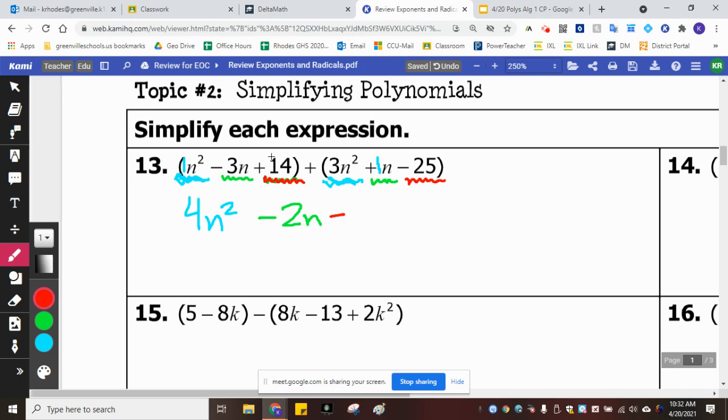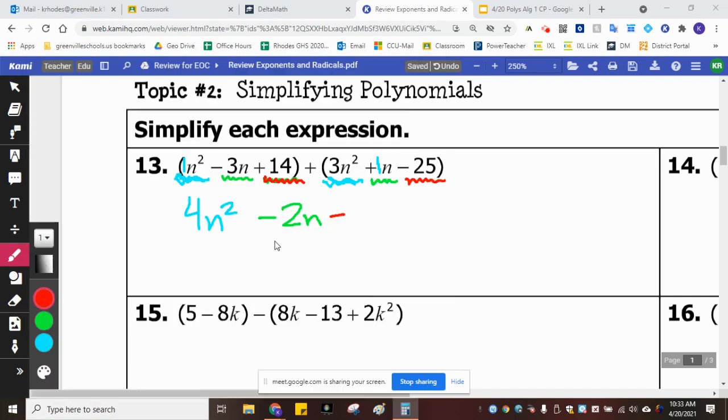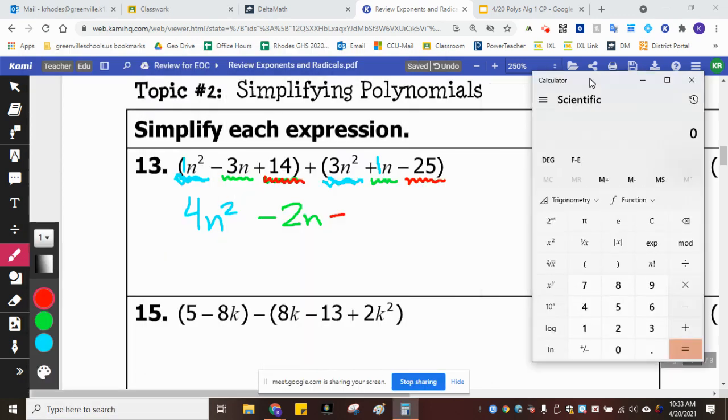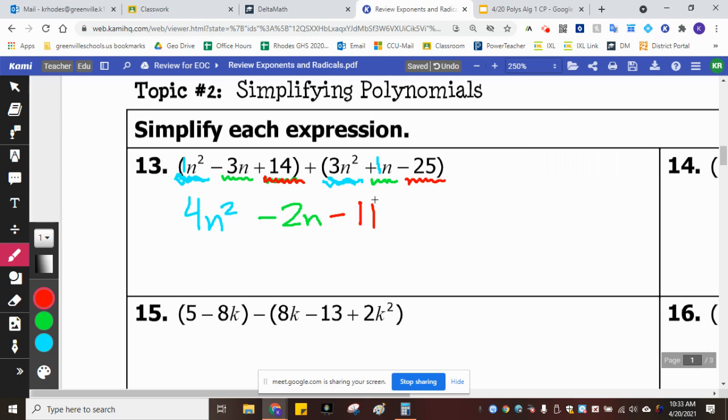Negative something. I don't know. What's 14 plus negative 25? We'll just pull up a simple calculator, so it's not to waste our time. 14 minus 25. Negative 11. And that's it. Like terms. Add the same term with the same variable. So that's adding.